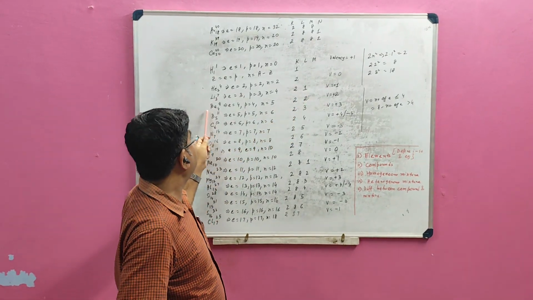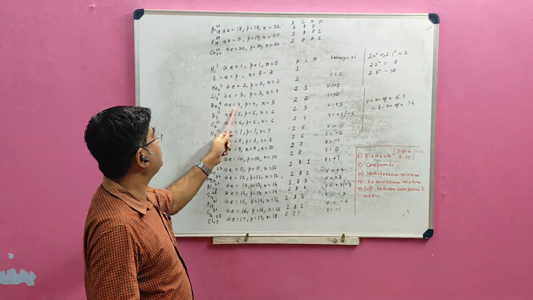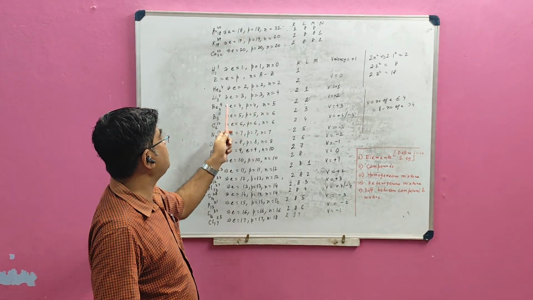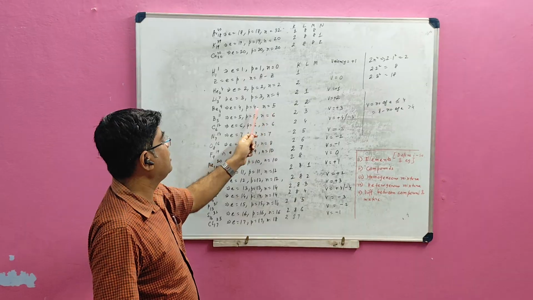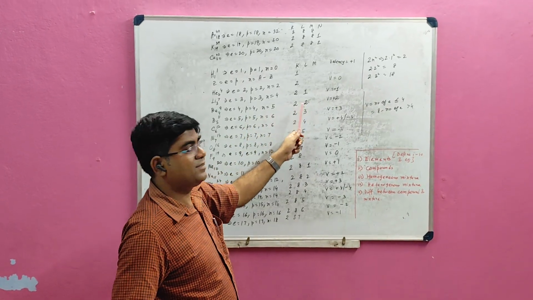Now, like that we can find out for beryllium: atomic number is 4, electrons are 4, protons are 4, and neutrons become 9 minus 4, which is 5. These 4 electrons will be arranged as 2 in the first shell and 2 in the second shell.